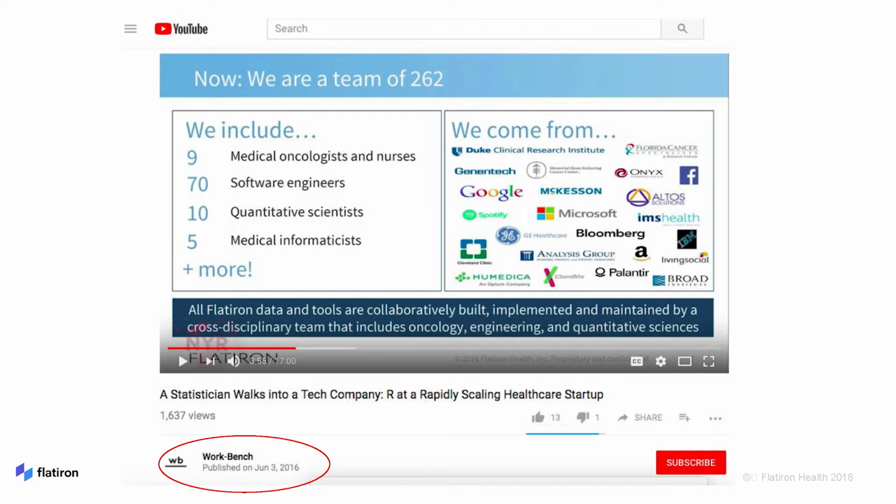And so over that year, we scaled from about 100 to about 250 or more. And so over doubled in size in that 1 year. And the quantitative sciences team did grow from 1 to 10 over the course of that year.